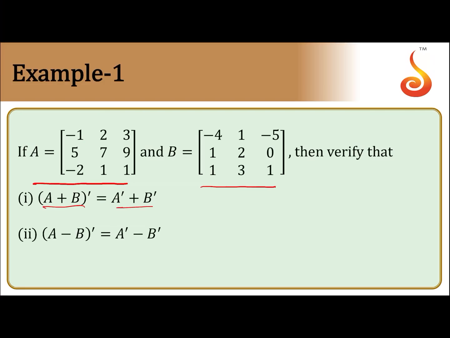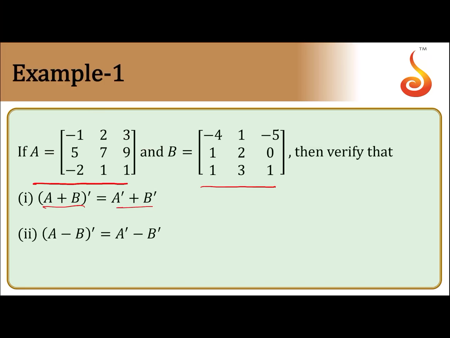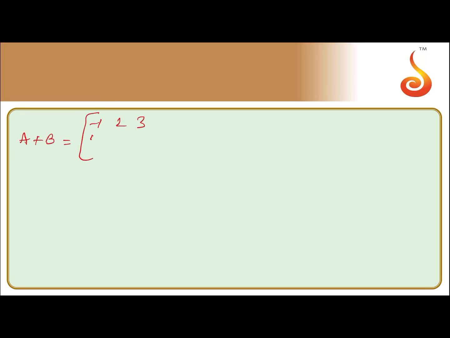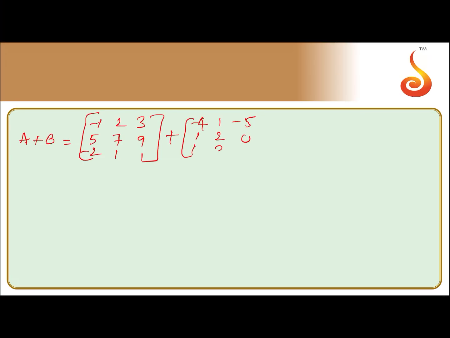A matrix is minus 1, 2, 3; 5, 7, 9; and minus 2, 1, 1. Plus the B matrix, which is equal to minus 4, 1, minus 5; 1, 2, 0; and 1, 3, 1.